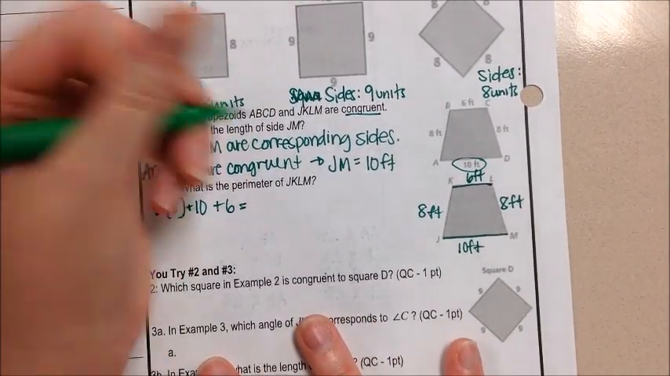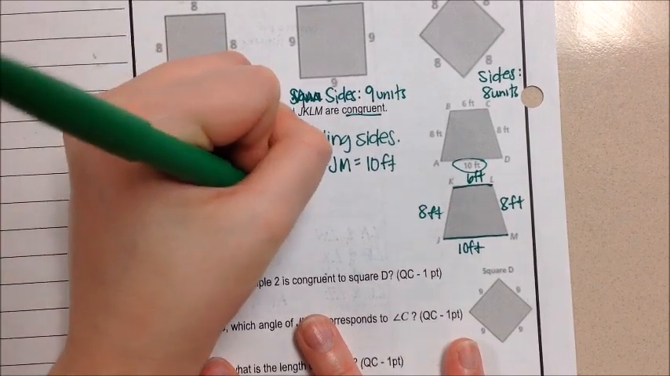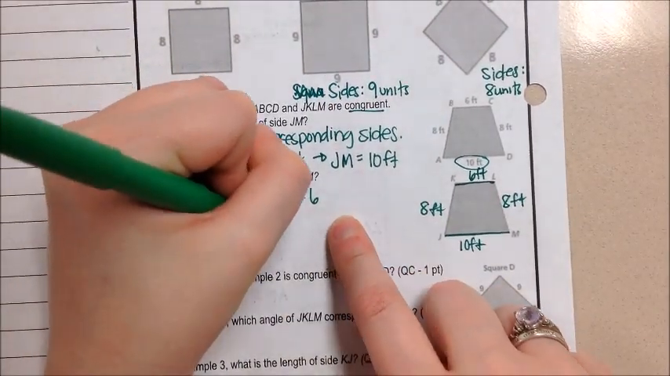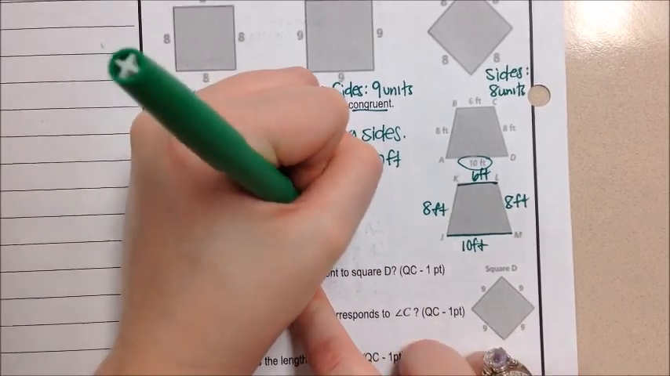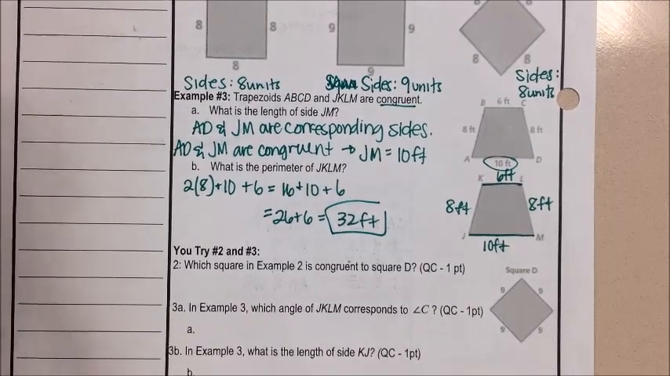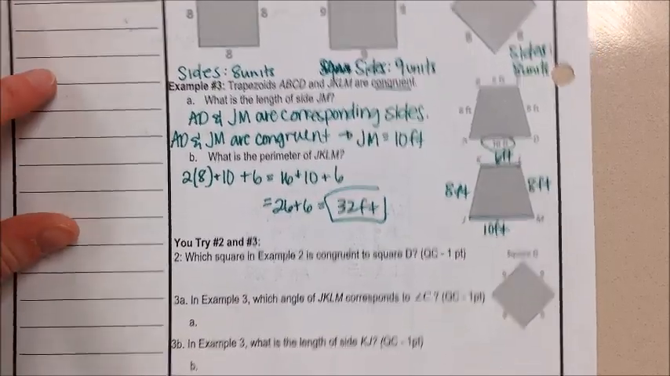So 2 times 8 is 16. 16 plus 10 is 26. Plus 6 is 32 feet. And it wouldn't be squared because it's not area, it's just perimeter. It's that distance around the outside.